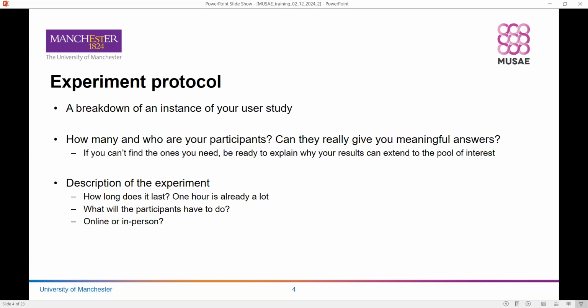So again, the experiment protocol needs to report how many you need and the features through which you are going to select. Also some information about the recruitment process, but this will come up next in the presentation. Then you have to start with the description of your experiment.